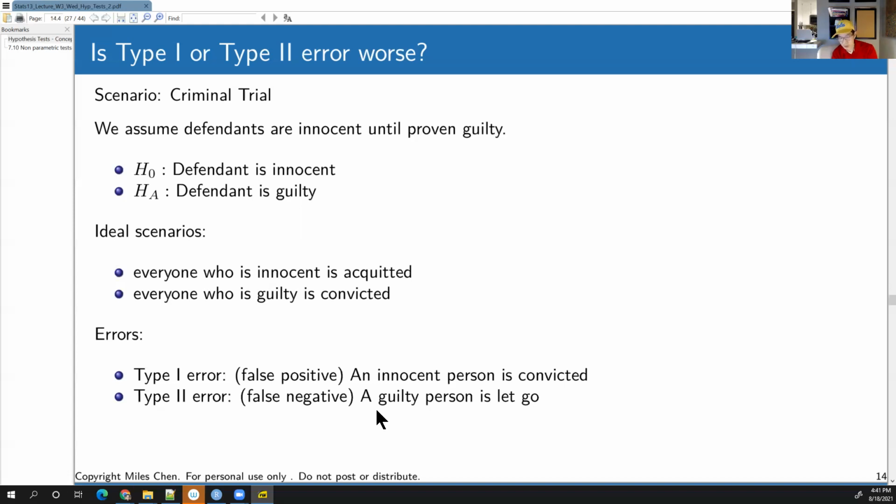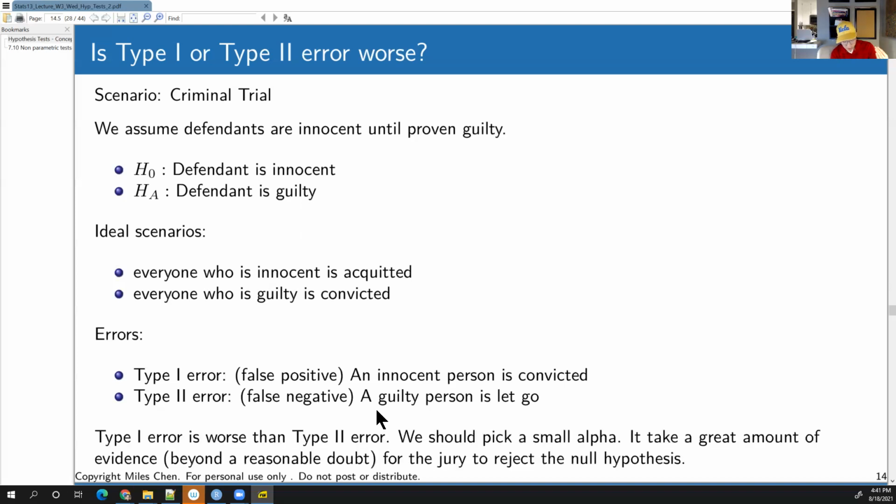And there's always a little bit of debate as far as which one is worse, but the way our justice system is set up says that the type 1 error is worse, that we do not want to convict innocent people. That is a worse travesty than letting a guilty person go free. All right. And in that case, that means we should pick a small alpha. Okay, so if we have a small alpha, that means we need a lot of evidence before we reject the null hypothesis, okay?